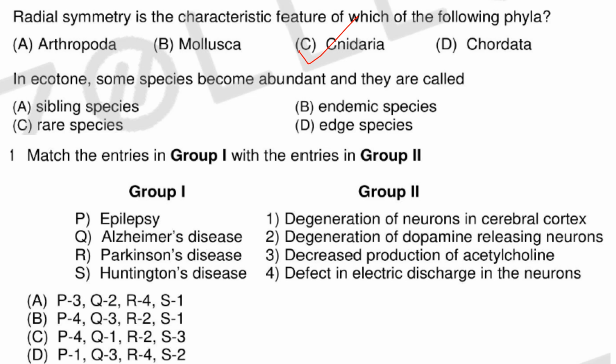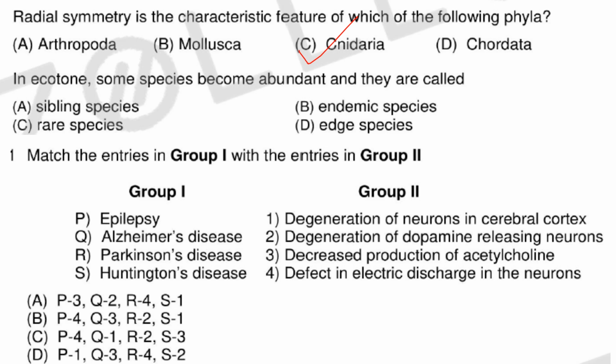Okay. Now option A, they have mentioned as sibling species. What are sibling species? They may be two or more species which are closely related to each other. They are derived from the same common ancestor. They have minimal morphological differences. They occupy similar ecological niches and they are reproductively isolated. They are called sibling species. So it has nothing to do with ecotone.